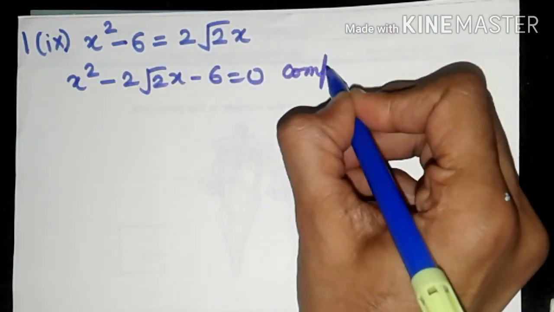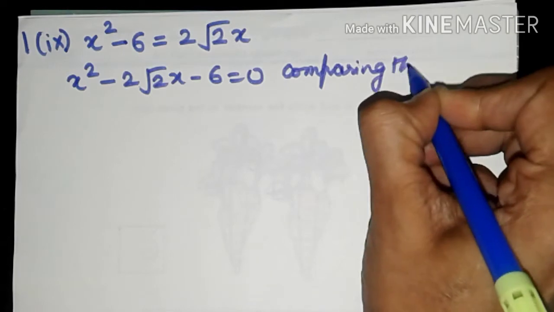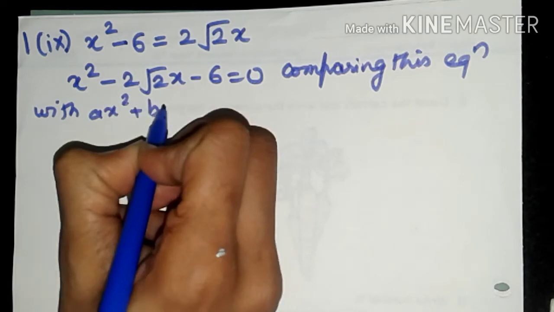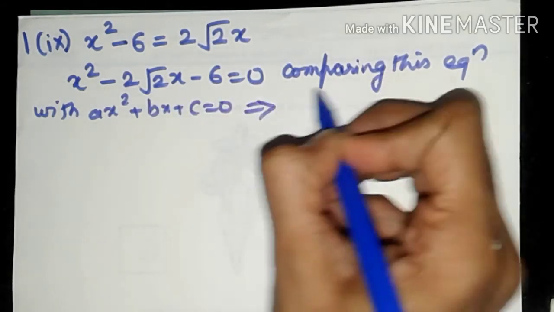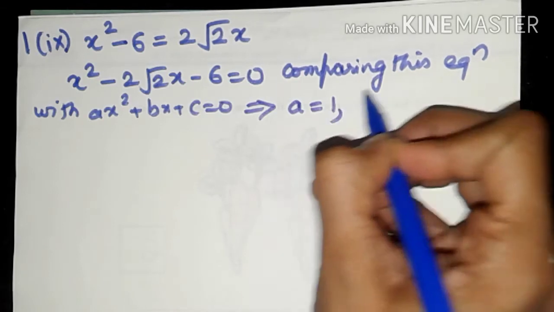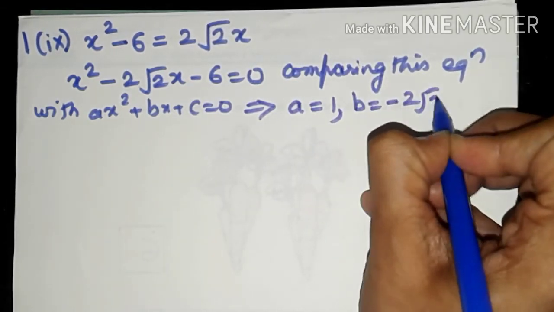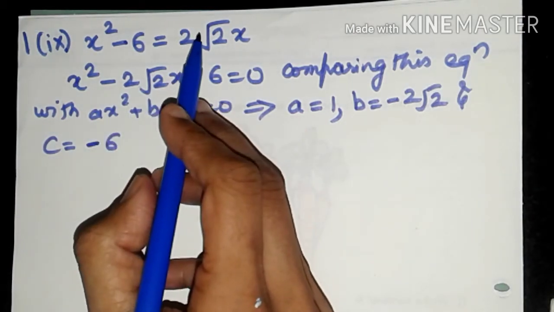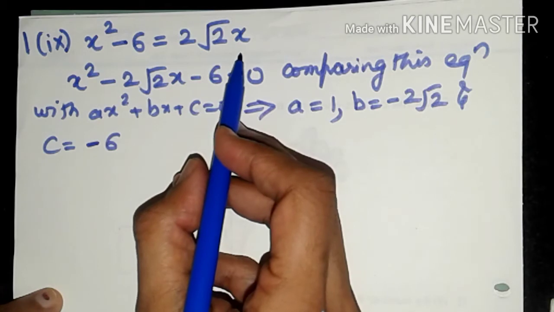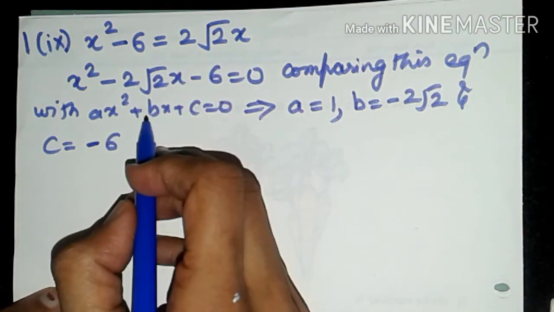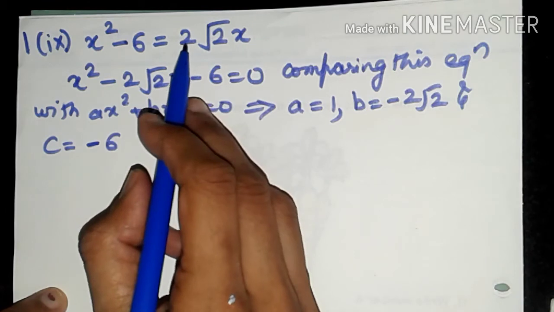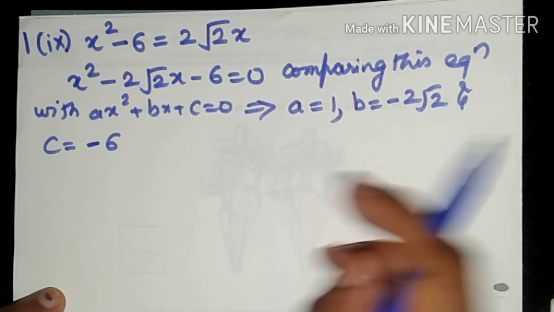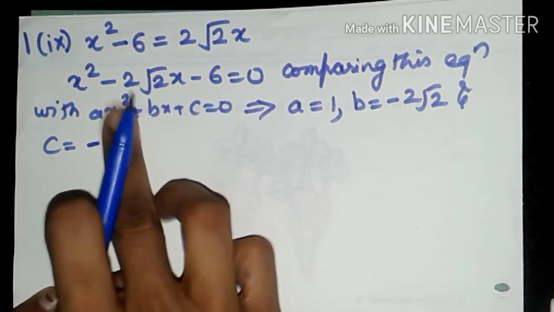So comparing this equation with ax square plus bx plus c, what do we get? A is equal to 1, b is minus 2 root 2 and c is minus 6. So if you had left this 2 root 2x on left hand side only and then you would have solved the sum, your value of b would have been plus 2 root 2. You would not have got this value of b. So that's why it's very important to bring all the terms to one side.